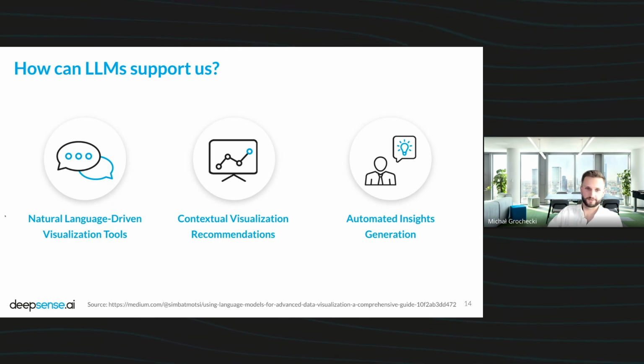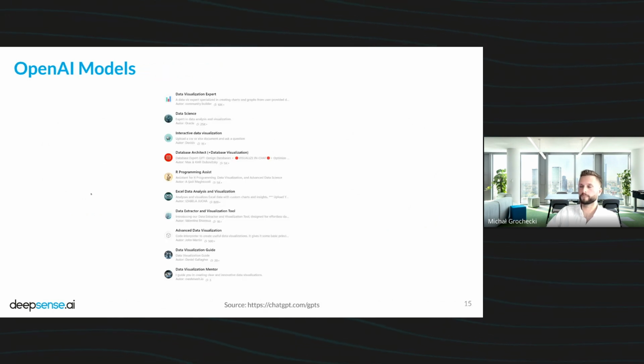So that was a theory. Let's now talk about what the actual tools that we can use are. So when talking about LLMs, it's difficult not to mention OpenAI. Ever since they launched their GPT store, there have been plenty of custom models aimed to support us in the process of data analysis and visualization. This list is just a fraction of those models, but I'm going to focus on the model actually created by OpenAI itself, so Data Analyst.